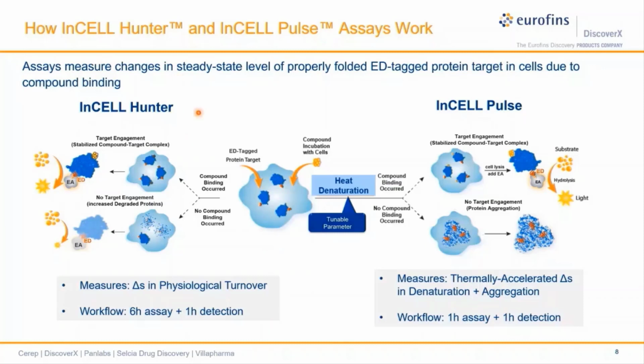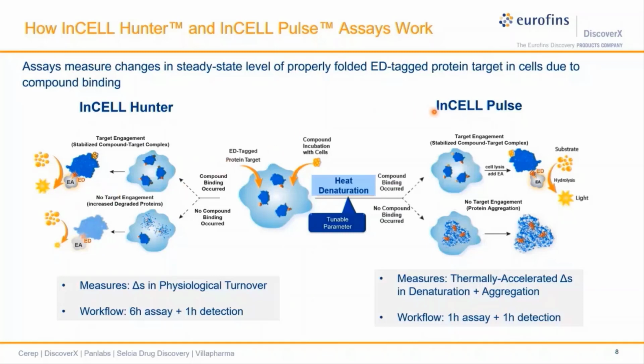For the InCELL Hunter assay, with compound binding, we have a stabilization of the EPL tag target protein in cells, making it more abundant and more available to complement with EA. And this results in more reconstituted beta-galactosidase enzyme and more luminescent assay signal. This assay relies on the physiological turnover of target protein in cells and generally requires a 7-hour workflow.